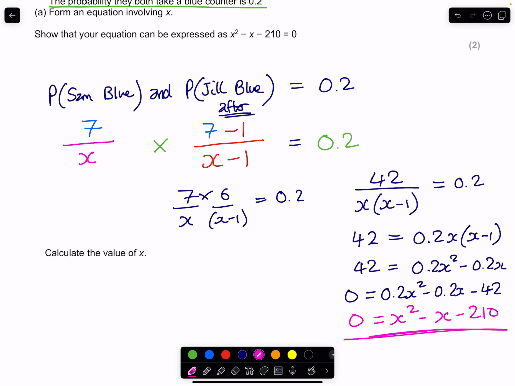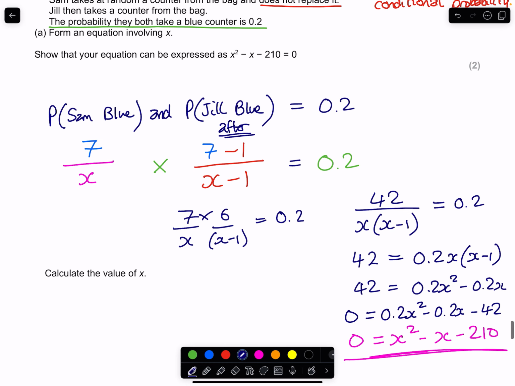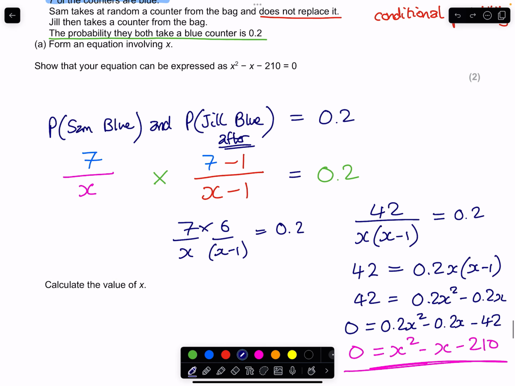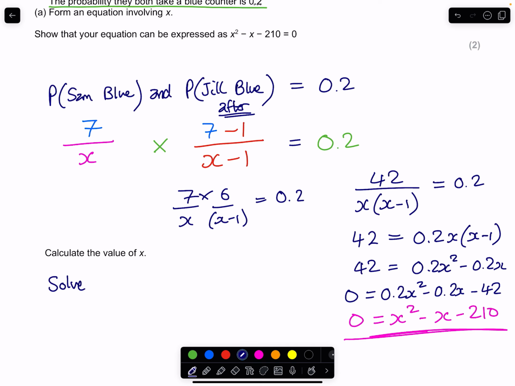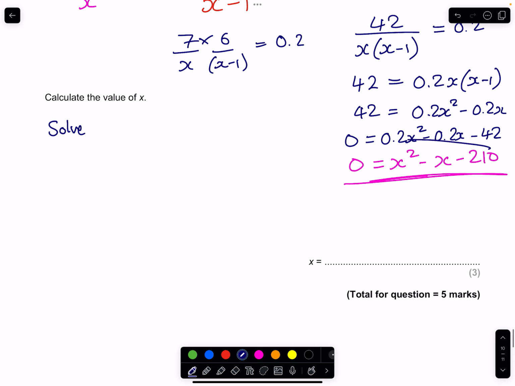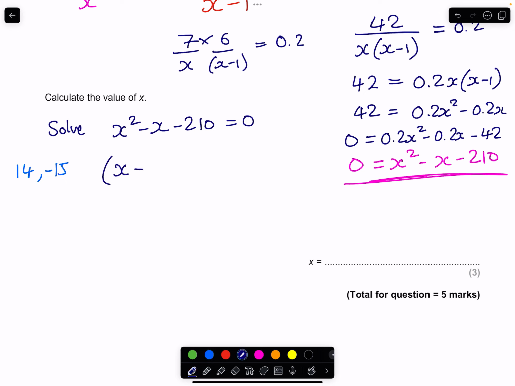That's part A. Part B, we're being asked to calculate the value of x, which means that we are going to be solving the equation that we were given in part A. So this equation here. So we're going to solve x squared minus x minus 210 equals 0. This can factorize quite nicely. If we look at the factors of negative 210 that differ by minus 1, the numbers 14 and minus 15 work nicely. So this factorizes to give us an x plus 14 and an x minus 15.